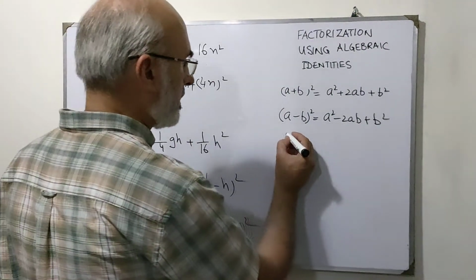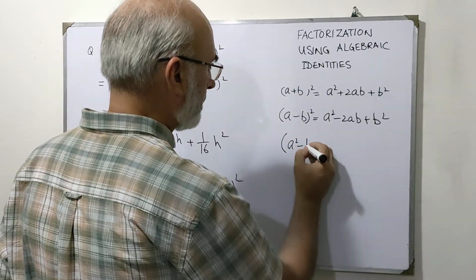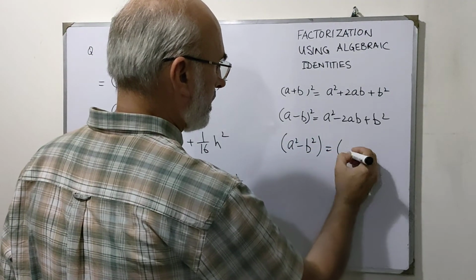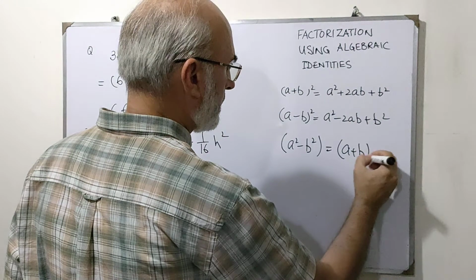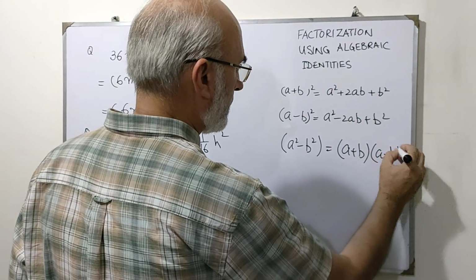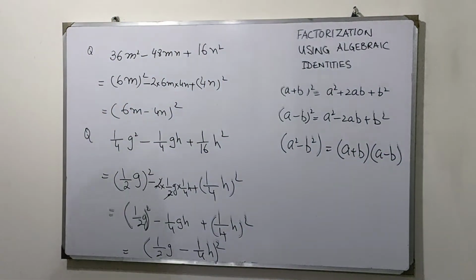So now let's take the third identity, which is equivalent to a plus b into a minus b. So now let's do that.